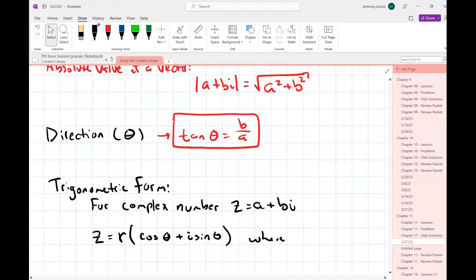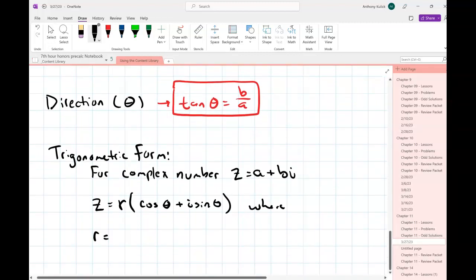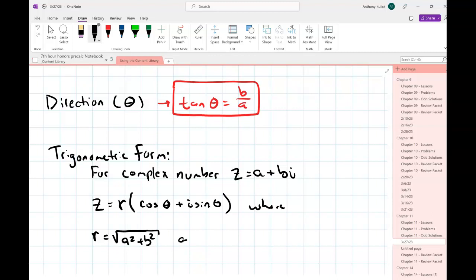where r is that absolute value of the vector, or its modulus, or even you could say magnitude. And the tangent of that theta should satisfy b over a.